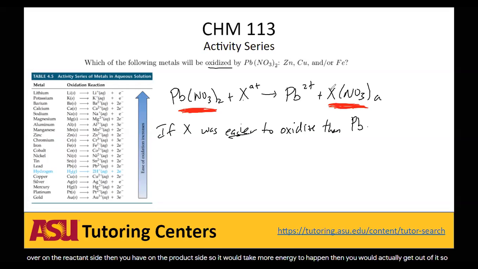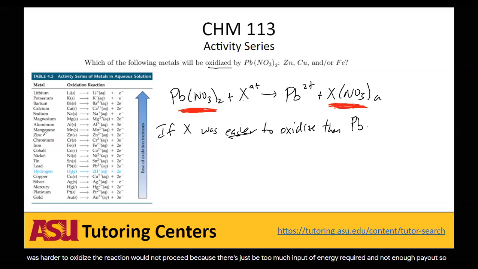Your reaction would not like that. Nobody likes having to put more energy into something and get a lower result out of it. It'd be much better if you could put less energy in and get a lot more results out. So if X was harder to oxidize, the reaction would not proceed because there would just be too much input of energy required and not enough payout. So we want to look for elements that are easier to oxidize than lead.